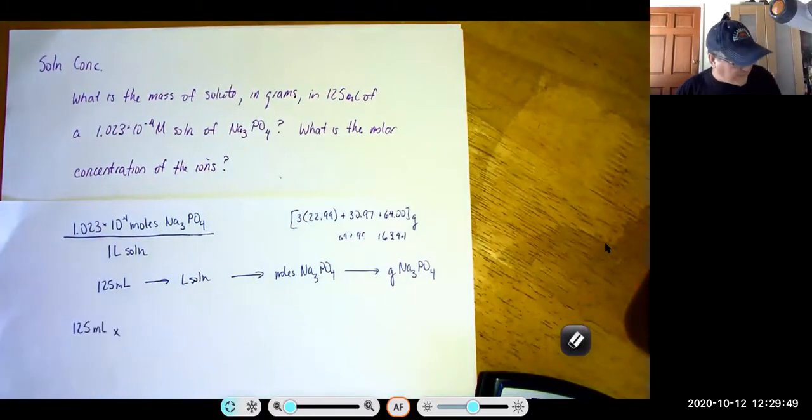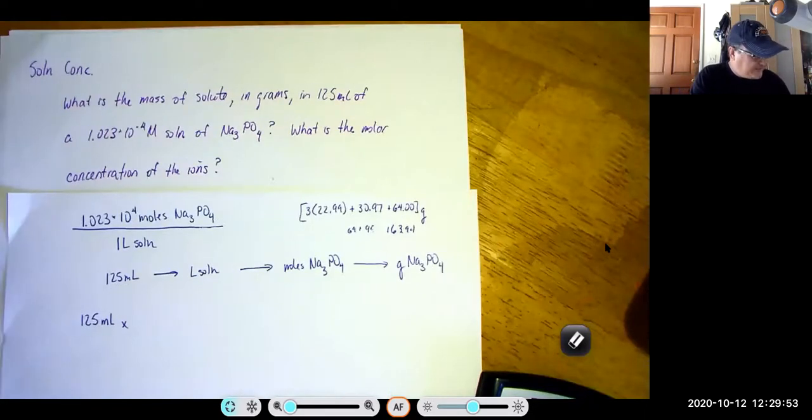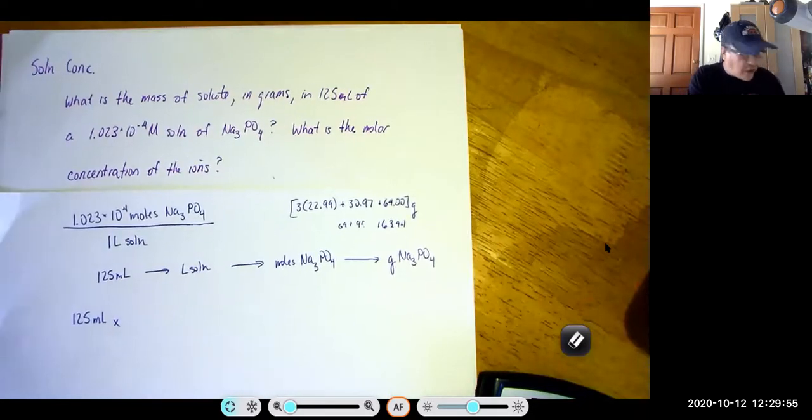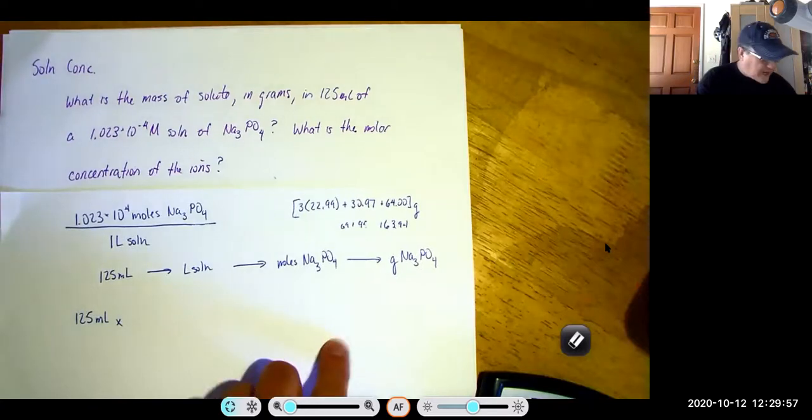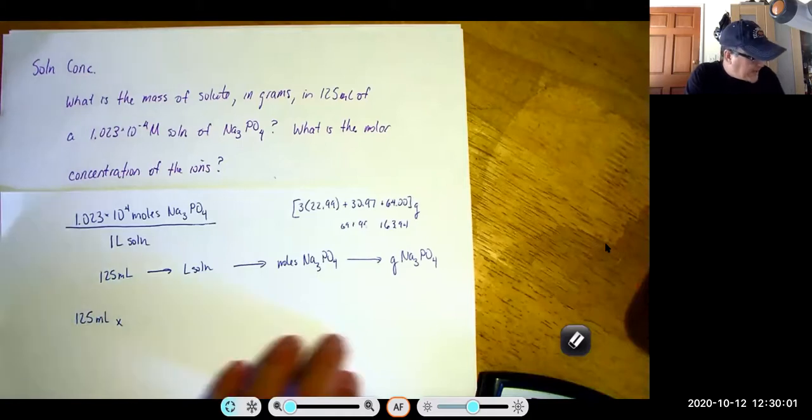Now you don't need to wait for me to write out the solution. If you find that you're getting a little bored, start writing this out and then see what I do compared to what you do, because this is what I'm looking for on the test.